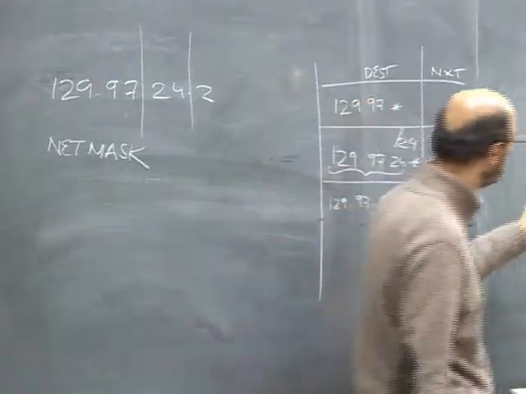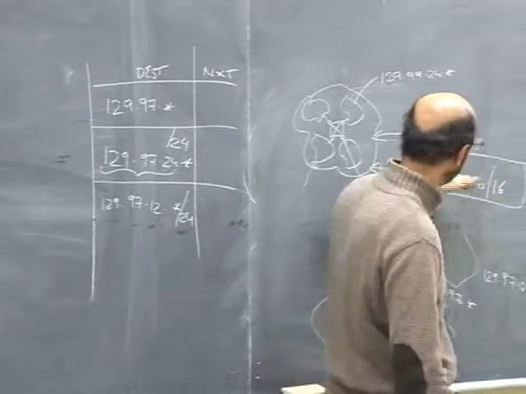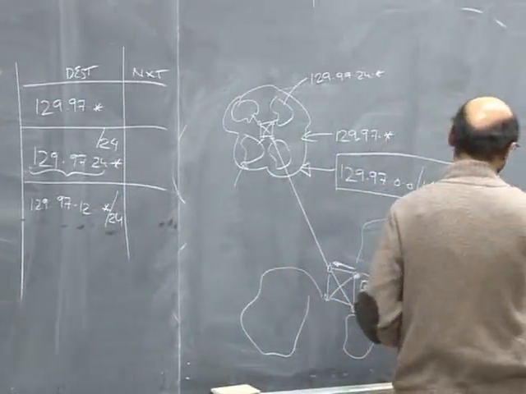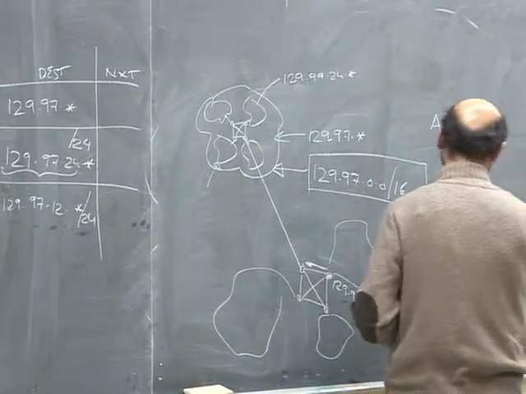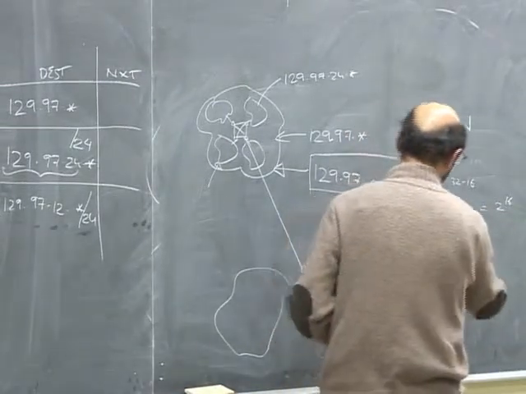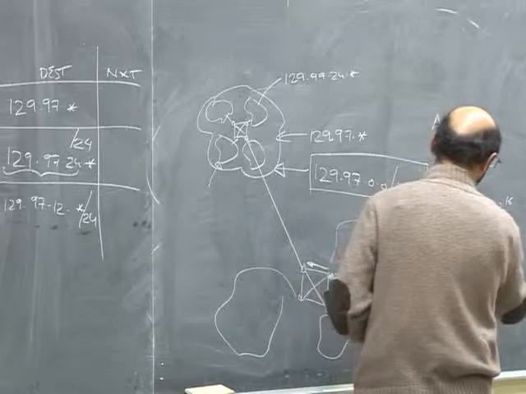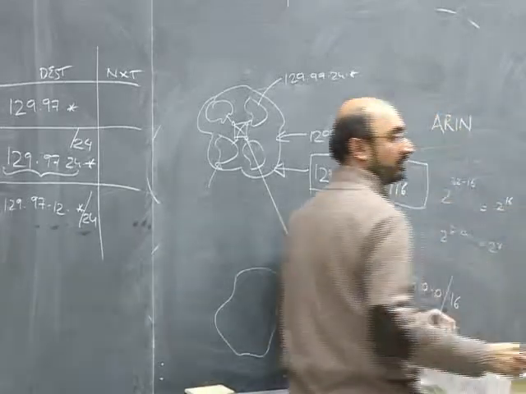So if Aaron comes and gives you a /16, that means you actually have 2 to the power 32 minus 16 addresses, which is 2 to the power 16. If it gives you a /24, then you have 2 to the power 32 minus 24, which is 2 to the power 8 addresses. Okay, and so on.